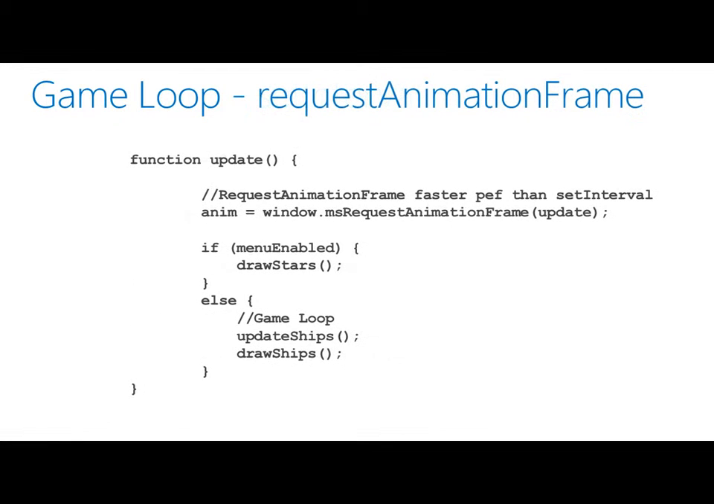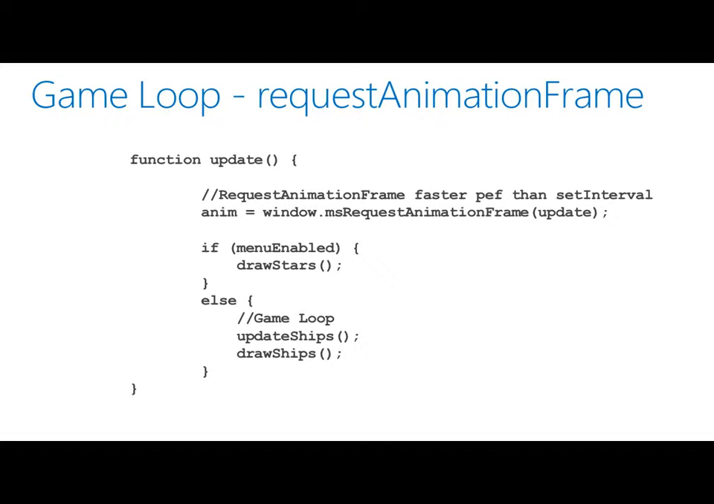Now, the good news is there's a new standard called request animation frame. And IE10 supports this, and of course, because IE10 supports this, you can use this in your Metro style app. So what we're going to do is use MS Request Animation Frame, which is the Microsoft implementation of that API. And what this actually does is it looks at the refresh rate of your monitor.